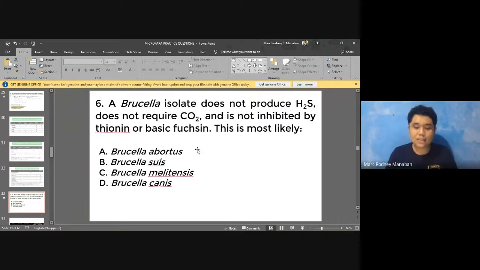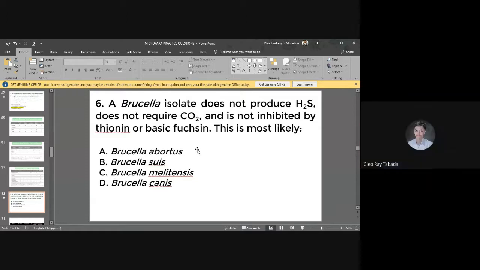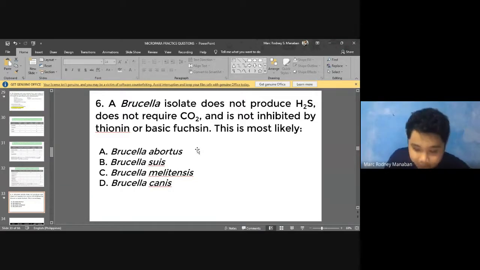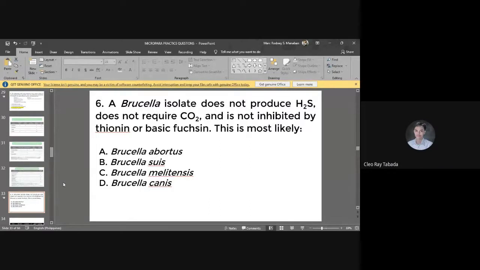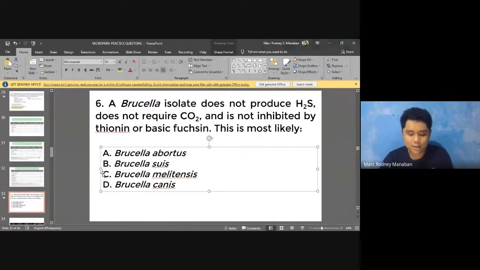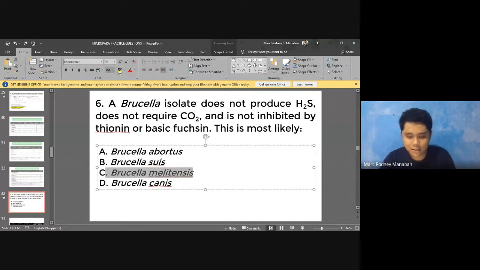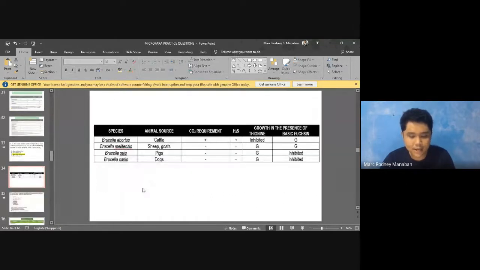Next, you have Brucella. Brucella isolate does not produce H2S, does not need CO2, and is not inhibited by thionine or basic fuchsin. That is Brucella melitensis. Alright, very good. So again, summary, how do we remember?